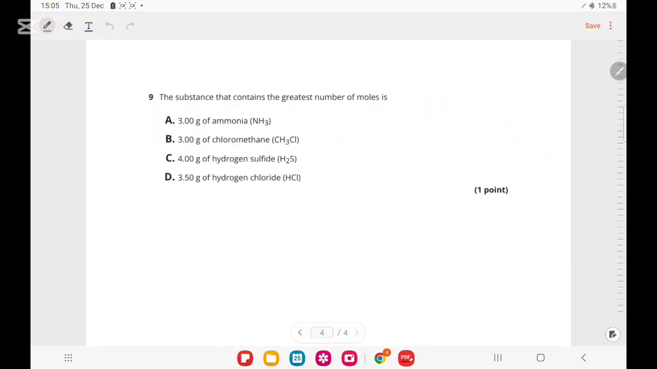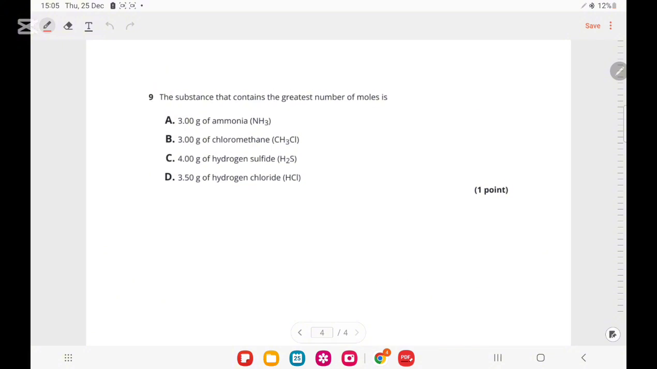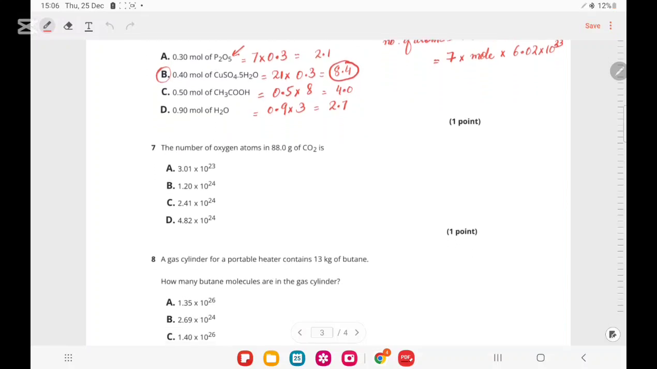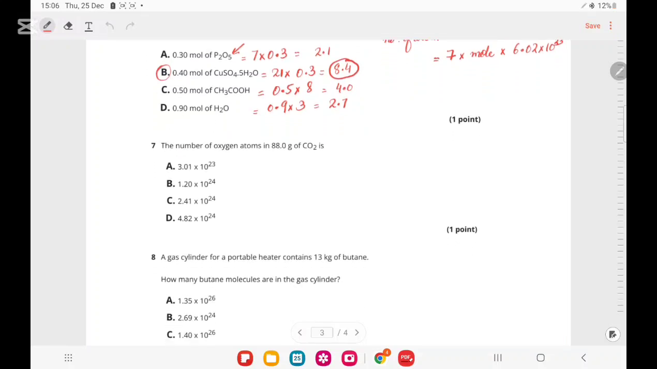Moving towards the last question, and I think yes, this is the last question. So let's see about the last question there. Maybe, yeah, we have some more questions here as well. So we need to find the number of oxygen atoms in this one.